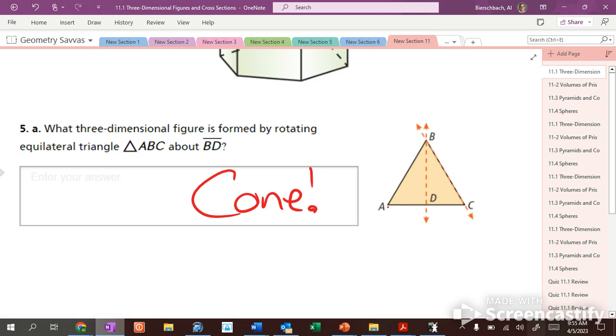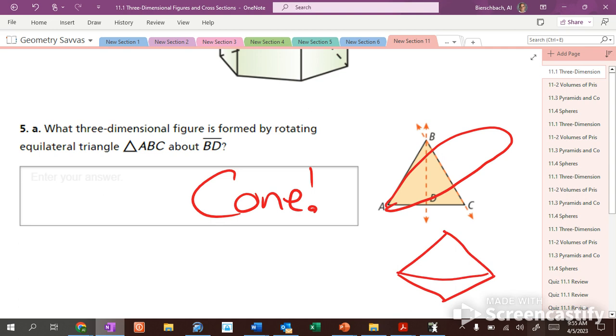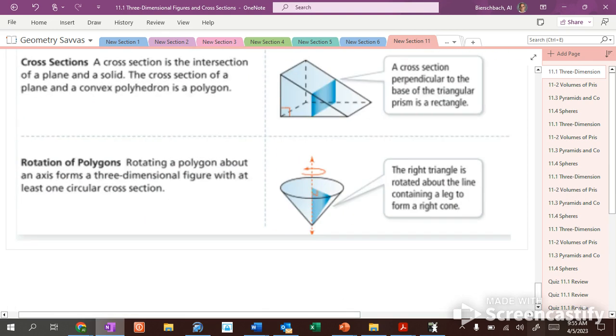And then if I swing it around this one, it'll be a weird shape. It'll be kind of like this, and it's circular here. It'll be like a double cone. It's kind of weird. We won't worry about that. Okay.